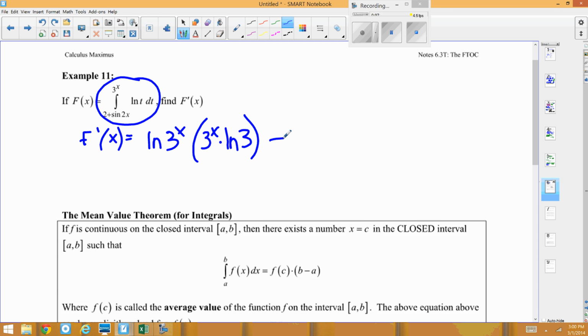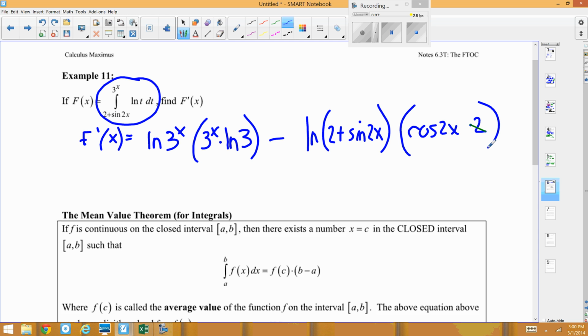minus ln of 2 plus sine of 2x, times the derivative of that inside, which would be cosine of 2x, times 2. And that comes from the inside part of the cosine function. There you go. Big old theorem. The most important theorem in calculus, the fundamental theorem of calculus, which many other things are based off of.